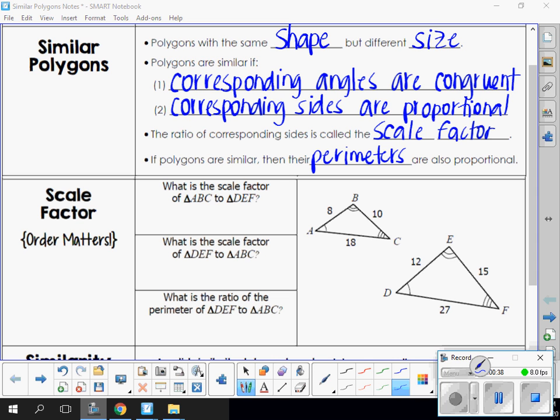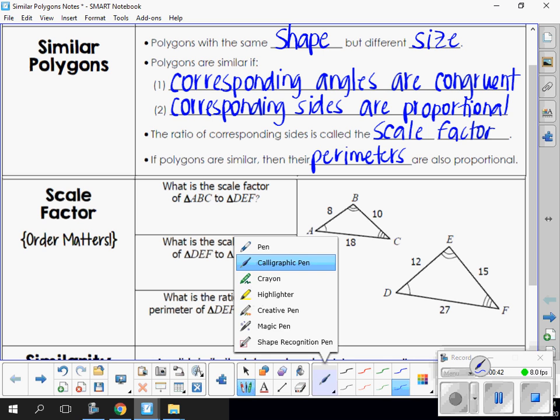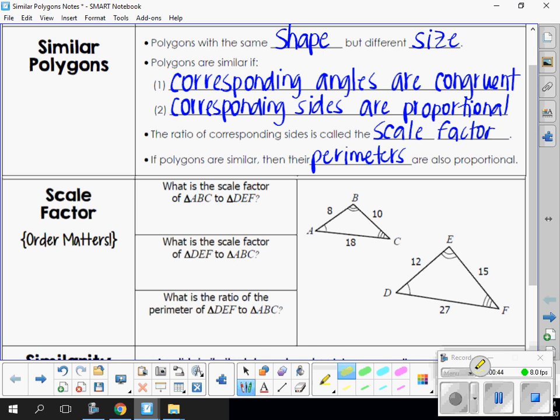So your corresponding angles that sit in the spot are going to be congruent. That is something that stays true from congruency. So we've worked with this before, but this is the new part. Corresponding sides, so sides that are in the same spot, are proportional now. And we just did proportions previously.